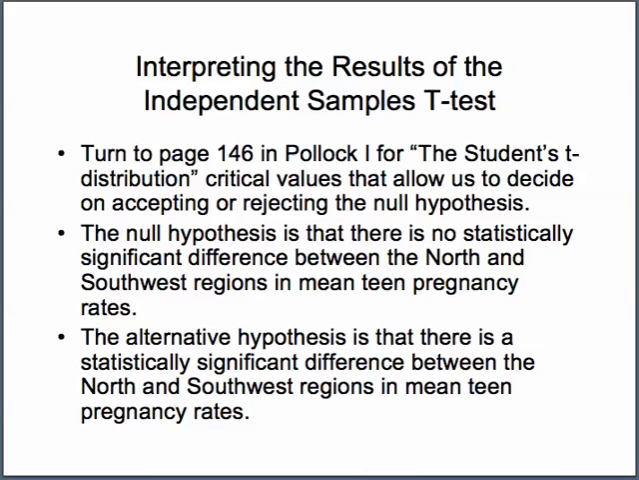The null hypothesis is that there is no statistically significant difference between the north and southwest regions in mean teen pregnancy rate. The alternative hypothesis is that there is a statistically significant difference between the north and southwest regions in mean teen pregnancy rates.